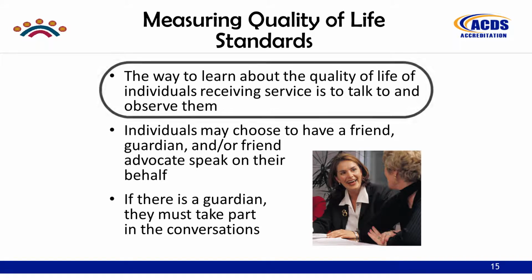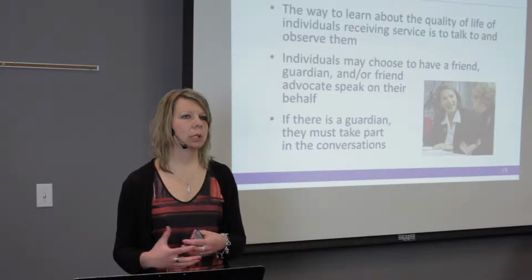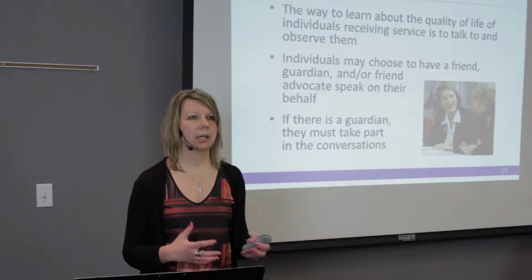When we look at measuring the quality of life standards, these are the conversations we have with the individuals, with the guardians, with their family, and we call that their social network. Individuals are chosen random yet representative by ACDS, and individuals have a choice of whether they want to participate or not. However, ACDS does record the reasons if individuals decline participation.